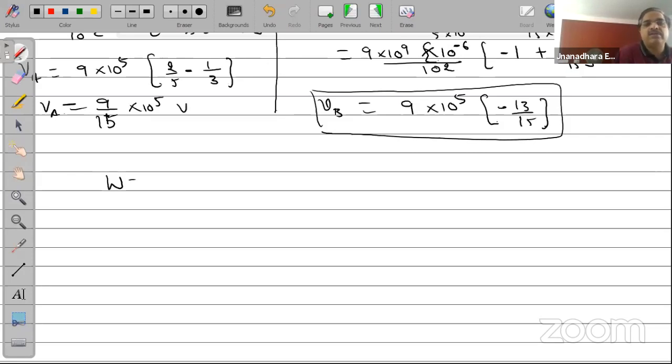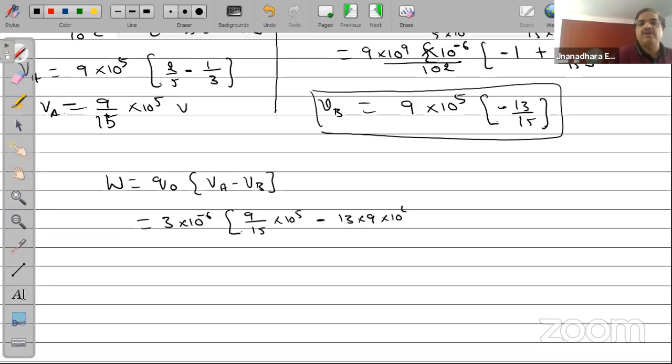So you have to find out the work done, which will be Q naught into VA minus VB. Now Q naught is 3 into 10 to the power minus 6. VA is 9 by 15 into 10 to the power 5. Minus, you have one more minus sign here. So that is 13 into 9 into 10 to the power 5 divided by 15. I didn't simplify that for a reason. Okay, now I can do it easily.